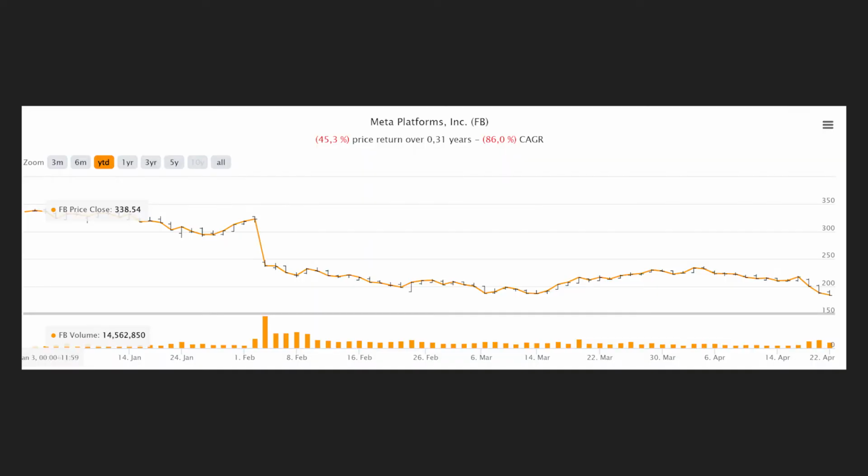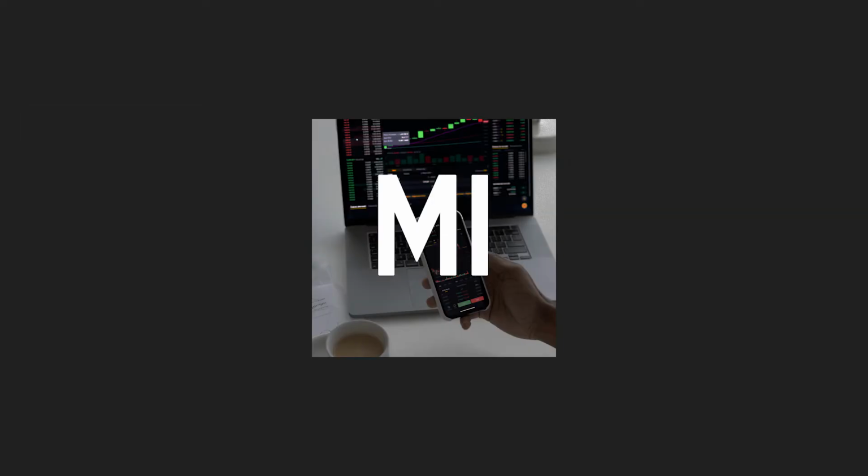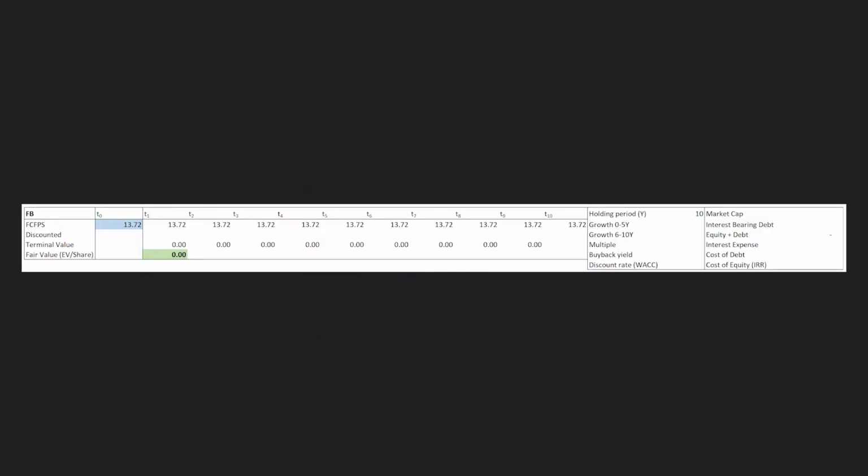Facebook is almost down 50% year to date. So let's have a look at Facebook, value the company, and try to assess the returns Facebook would offer us if we were to invest right now. As always, we'll value Facebook using our simple discounted cash flow model.